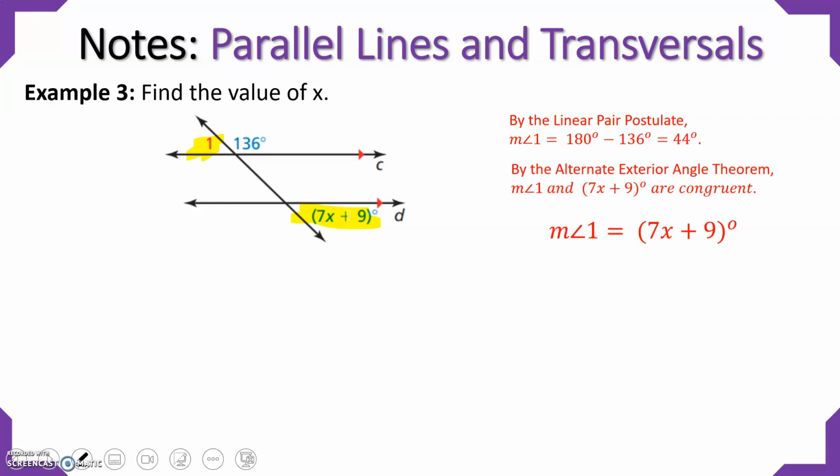So we know they equal the same thing. We know that angle 1 is 44 degrees. So 44 degrees is equal to 7x plus 9 degrees. We'd like to solve for 7x, ultimately for x, so we're going to subtract 9 from both sides, and we get 35 is equal to 7x. To get x by itself, we divide both sides by 7, and 35 divided by 7 is 5 degrees.